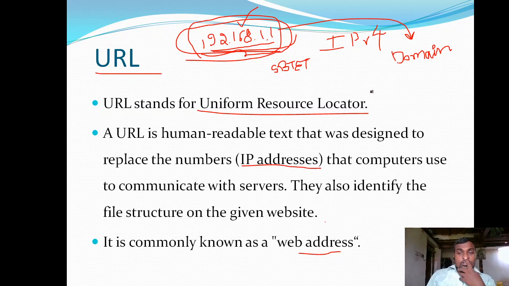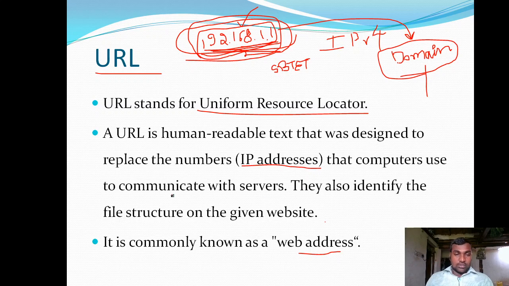Now it is easy to remember www.google.com instead of 192.160.1.1. It is easy to remember dt.telangana.gov.in instead of remembering some 192.123.1.28, right? So it is a bit difficult to remember these IP addresses. So that's why we are remembering the website names. So website names are called domain names.